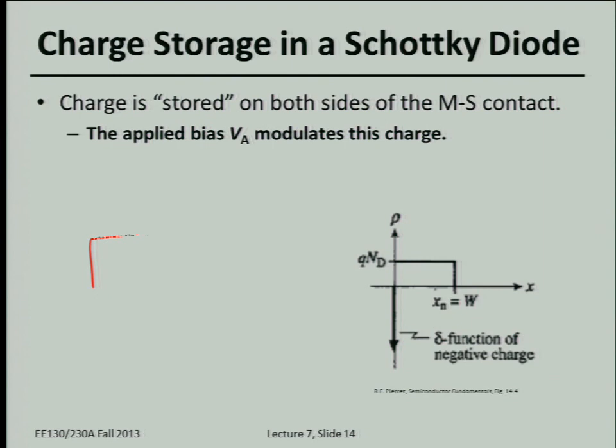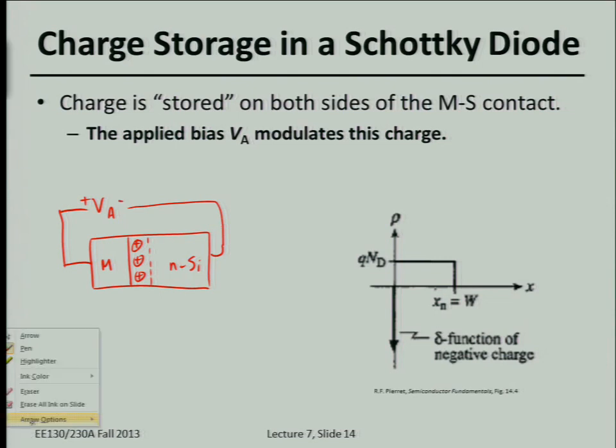So let's draw metal and N-type silicon. Let's say there's some depletion width like this. And let's say you apply a VA that's negative. This depletion width increases with VA less than 0, if you apply a reverse bias. So you're increasing the width of the depletion region.